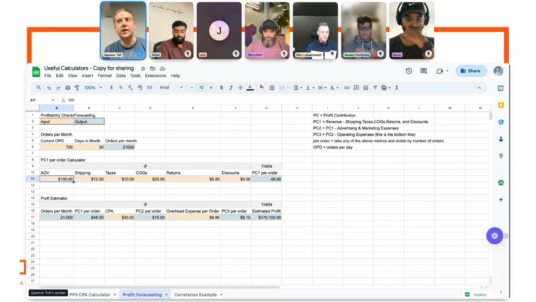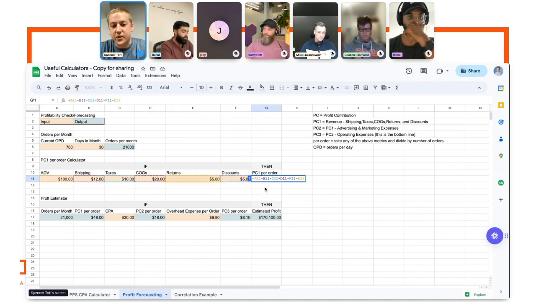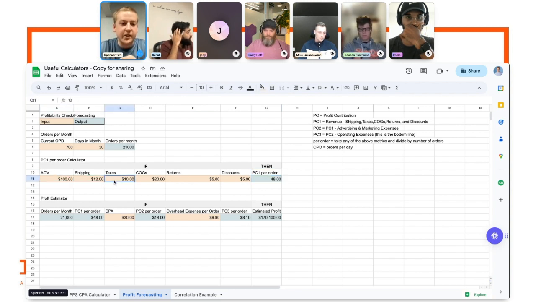I know Shopify has recently taken out shipping and taxes and discounts or something. So this is AOV with everything in it, and then basically everything else is subtracting from the AOV in order to get to the PC1 per order. So profit contribution one per order is basically your AOV minus all your shipping, your taxes, your cost of goods, your returns, and discounts. And it's all per order.